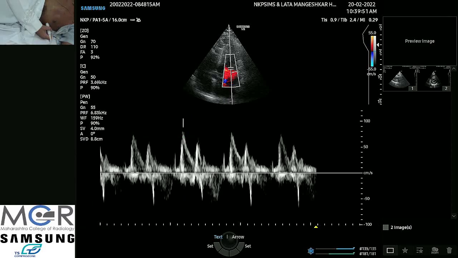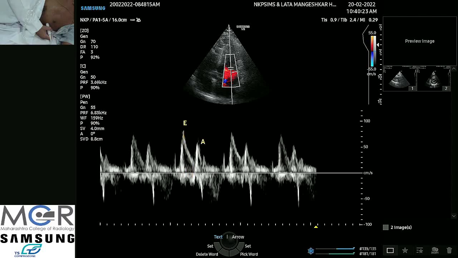This is the E wave. This is the A wave. Now, as I told you, rapid ventricular filling phase is followed by atrial contraction. You can actually study the duration. This is called the deceleration time of the E wave, from here to here. So this gives you various hemodynamic results by studying this.